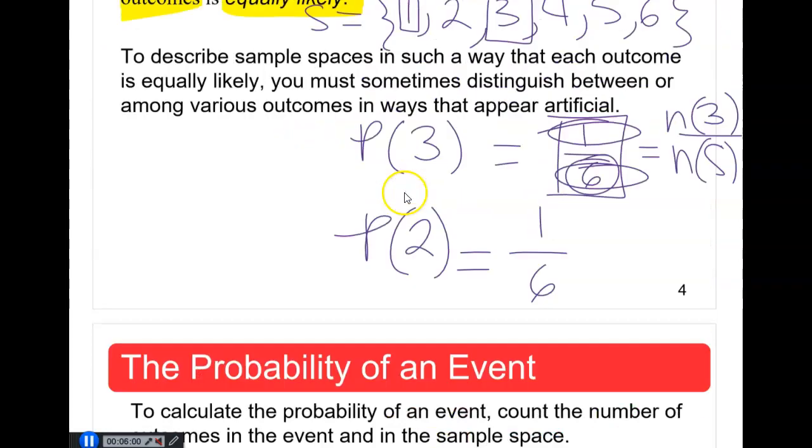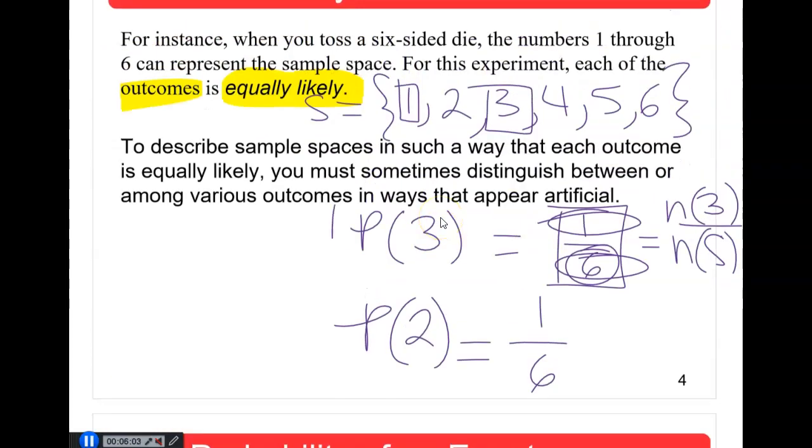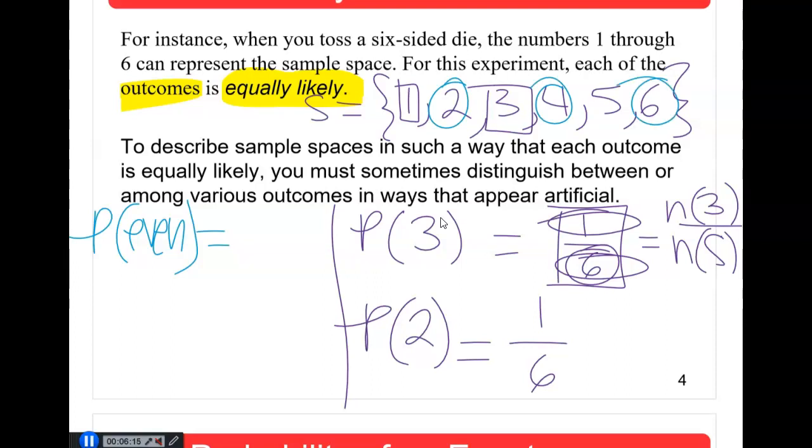Going back to the example, what is the probability of getting an even number out of 1 through 6? The even numbers are 2, 4, and 6. So the number of outcomes for an even number is divided by the number of outcomes of the sample space. There are 3 even numbers out of 6, and of course we always want to simplify the fraction. So this will be 1 over 2.